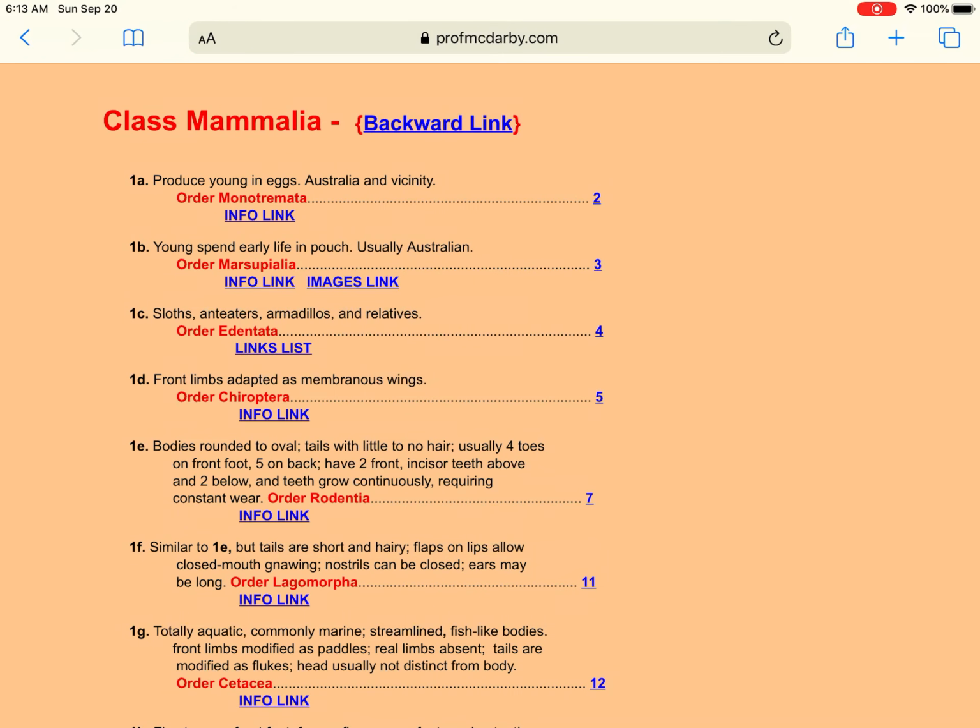Lots of choices for this. Produce the young and eggs, that's not us. Young spent early life in the pouch, usually Australian, that is not us. Sloths and anteaters and such, not us. Front limbs or wings, that's not us. Bodies are rounded to oval, tails with little or no hair, usually 4 toes on the front foot, 5 on the back, no. Similar to 1E, but tails are short and hairy, nope. Totally aquatic, meaning they live in the water, commonly marine, which means they live in oceans or seas.